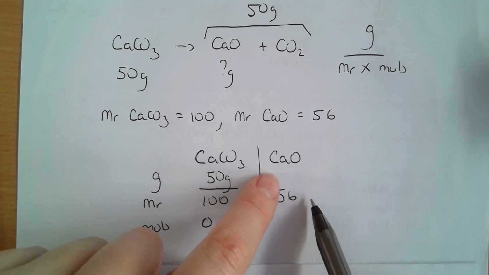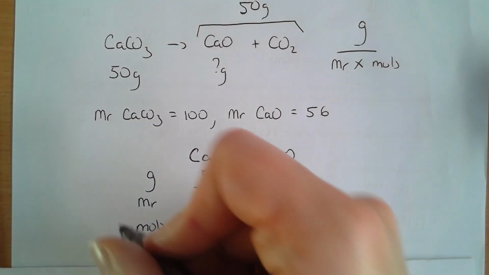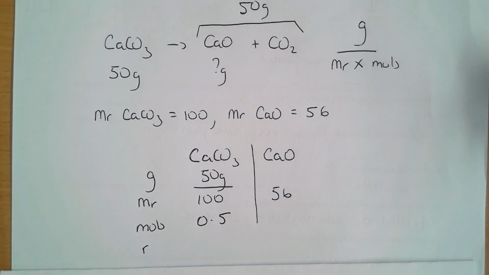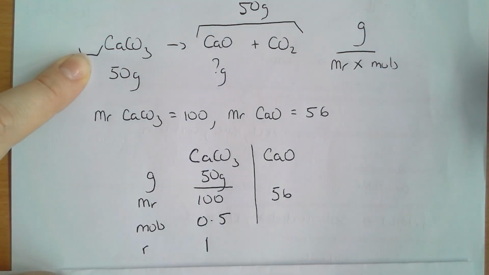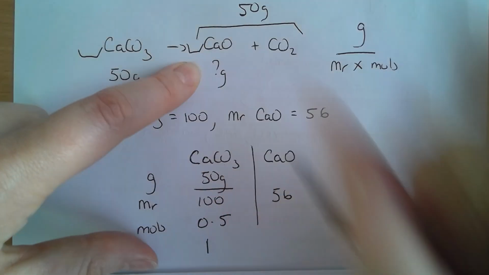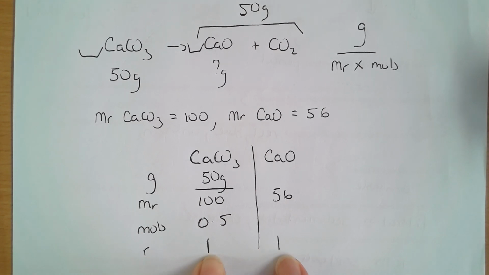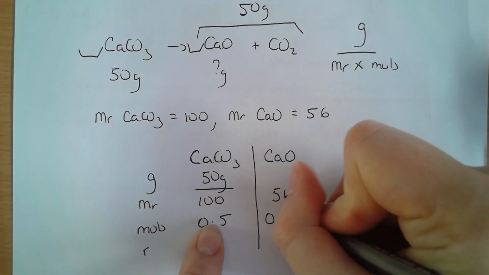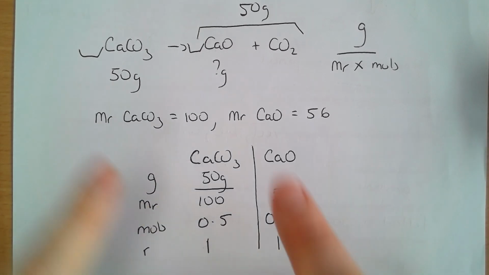However, when I come over to the calcium oxide side, I can't do that. I don't have a number for mass, so I cannot work out moles. That means you need a final thing in your table. R stands for ratio, and I get the ratio from the big numbers in the balanced equation. So if I come up to my balanced equation, there's no number in front of calcium oxide, which means the ratio is 1. There's no number in front of calcium carbonate either, so that ratio is also 1. And if these two numbers are the same, 1 and 1, then the two numbers for moles have to also be the same. So I've got 0.5 here, and I've got 0.5 here. I'm getting these ones from the balanced equation.